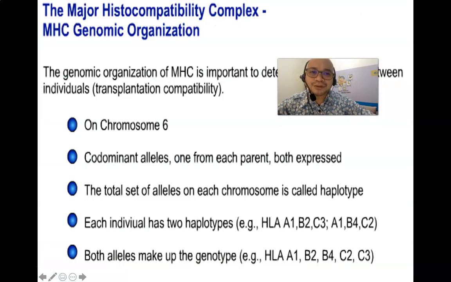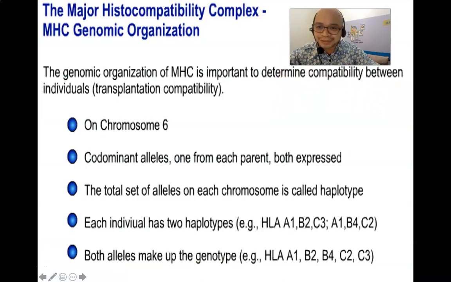So each individual has 2 haplotypes. Why 2 haplotypes? Because one haplotype comes from your father and the other haplotype comes from your mother. For example, A1, B2, C3 came from your father, and A1, B4, and C2 came from your mother. Both alleles make up the genotype. So if these are your haplotypes, your genotypes are A1, B2, B4.